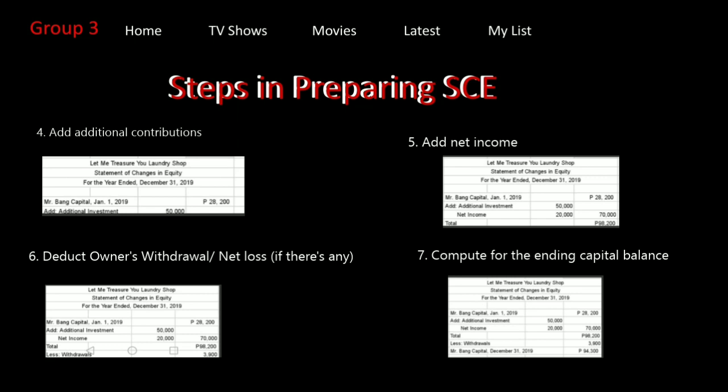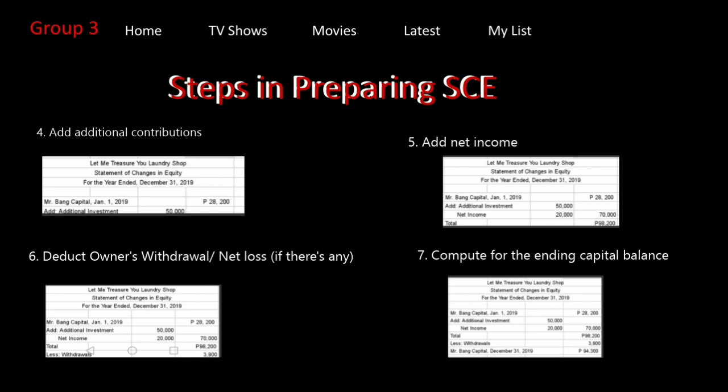Step 5. Add net income. Let's just add the additional investment and net income. 50,000 plus 20,000 is equal to 70,000 pesos. And then let's just add it to Mr. Bank Capital, which is 28,200 plus 70,000 with a total of 98,200. So that's the total net income.